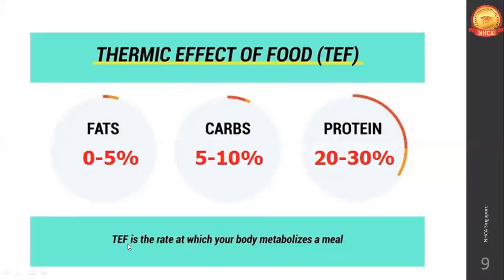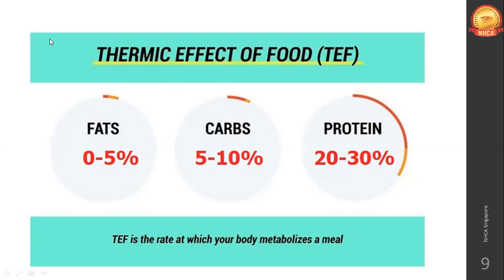TEF stands for thermic effect of food. It is the rate at which the body is metabolizing the meal. 20 to 30% of the energy is required to break down protein. Fat is 0 to 5% because the fat content in the food is also very less as compared to carbohydrates.